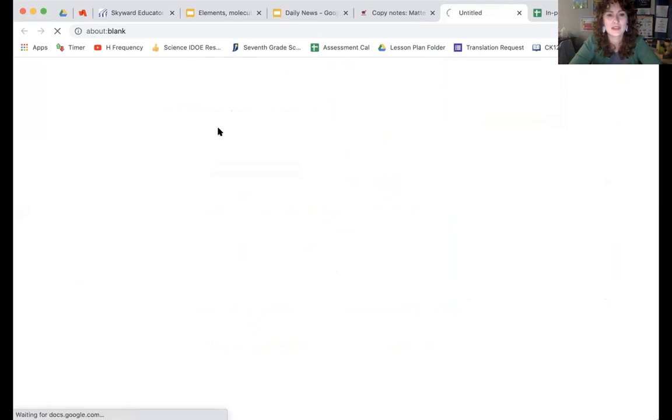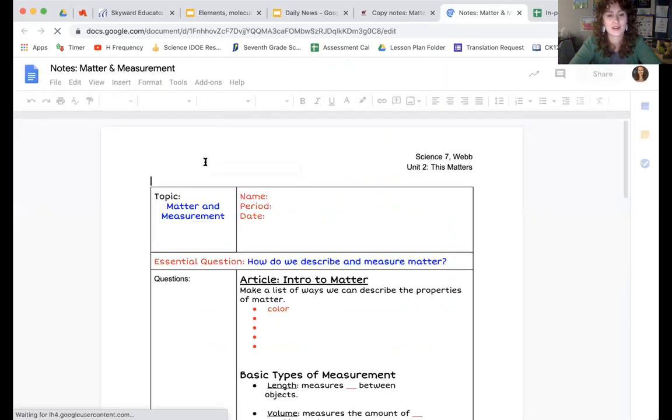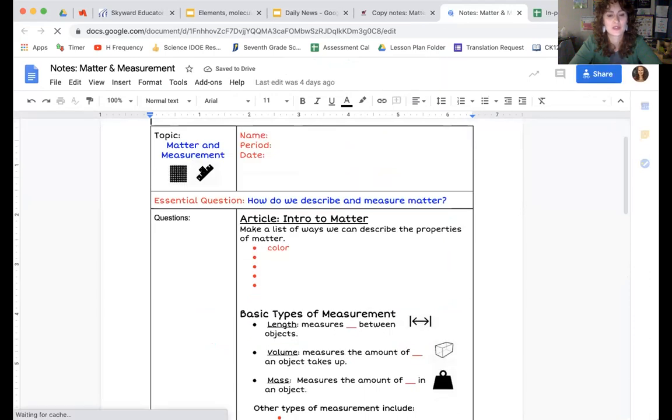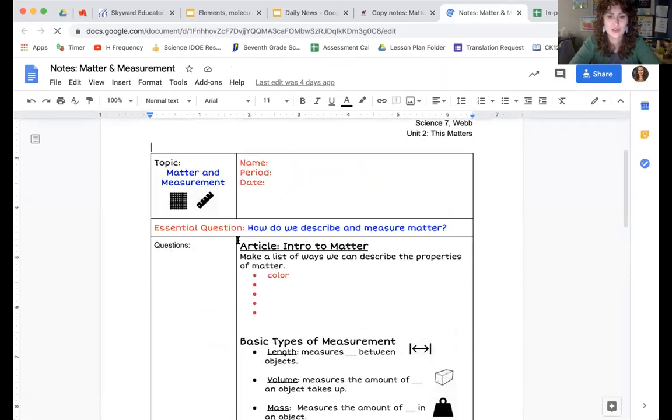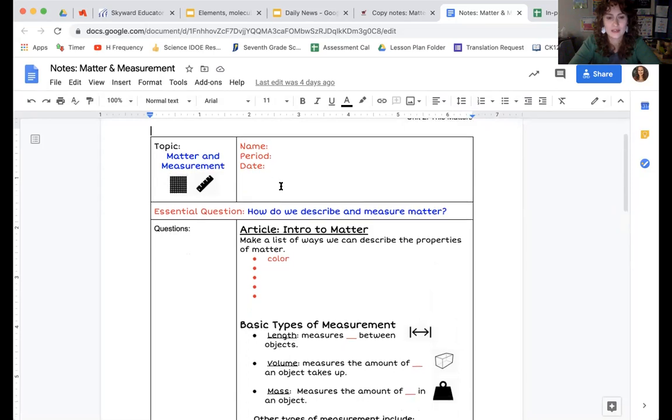All right, go ahead and copy these notes. So this is notes, matter, and measurement. This is the third section in the module, which is a link to some notes. So today's notes, we're going to talk about matter and how to measure matter. And our question is, how do we describe and measure matter? So pause the video and copy these notes into your Google Drive. All right, so now that you have your own version of the notes, put in name, period, and today's date.